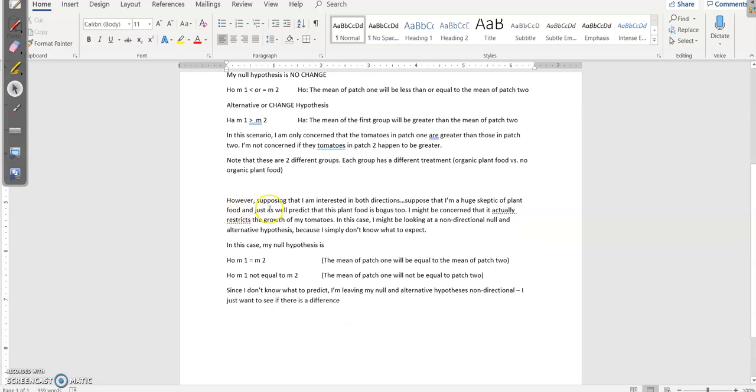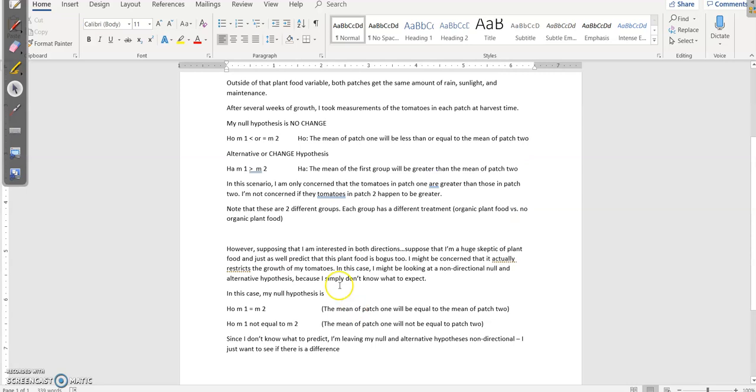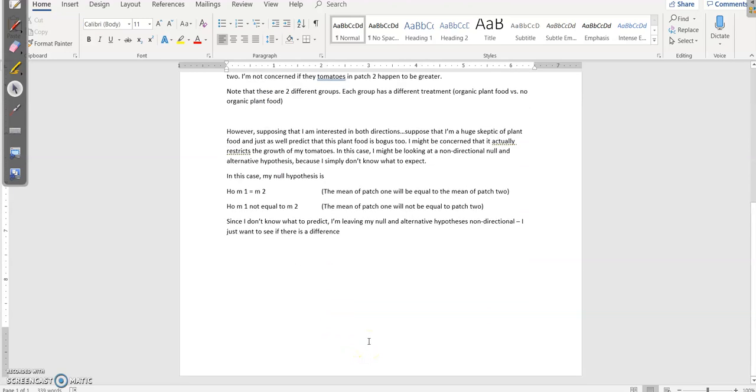Going forward, we could have a different hypothesis. I'm going to show you an example of a non-directional hypothesis. So it could be that as a researcher, I don't really have a direction that I'm predicting this thing's going to have an effect. Maybe I just hate all plant food. I think all plant food's bogus. I'm not really expecting it to work at all. And so I could even do a simpler non-directional hypothesis. I could simply say that if this plant food doesn't work, I would expect the means to be equal.